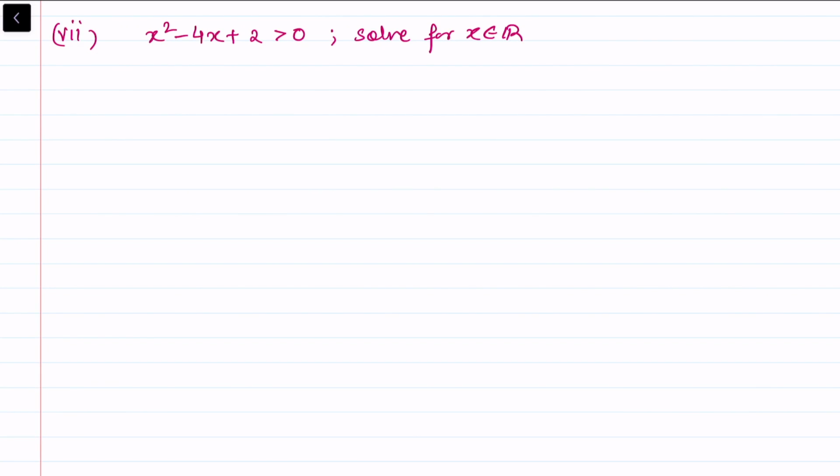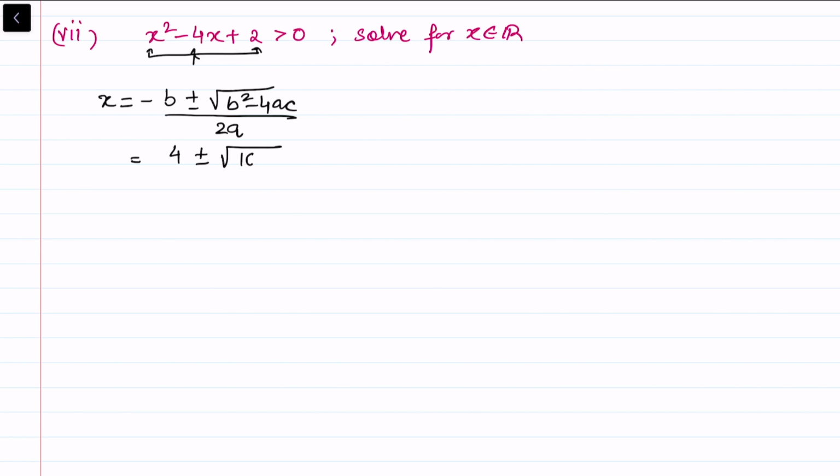Now suppose we want to solve this question, x square minus 4x plus 2 greater than 0. In this question we can see that we are not going to get factors. So I am going to use the formula of the quadratic equation. What is the formula? x is minus b plus minus under root b square minus 4ac divided by 2a. If I compare now, what is the value for b? b here is minus 4. So we substitute, we get 4 plus minus under root 16 minus 8, divided by 2. Under root 8 is 2 root 2, divided by 2. So I got 2 plus minus under root 2.